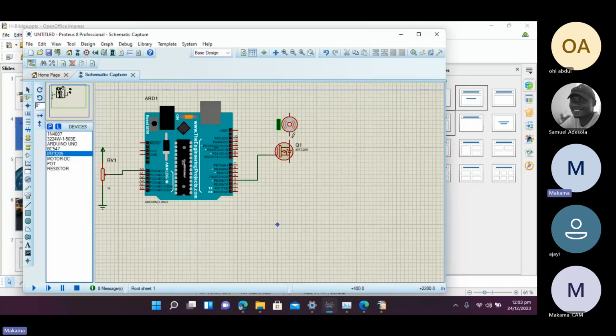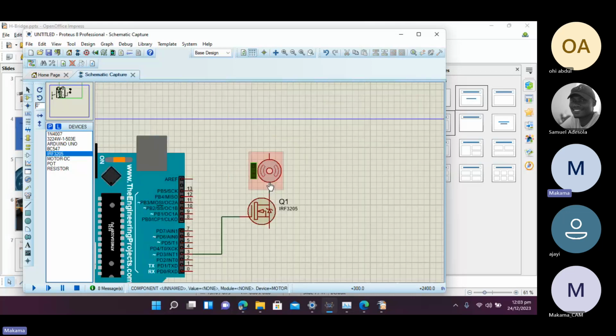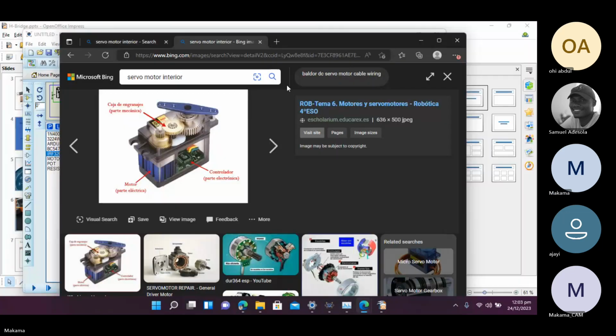So I connect the negative terminal of my motor to the drain of my MOSFET. And also this is our gate, right? This is our source. This is our drain. Right, if I'm not mistaken.